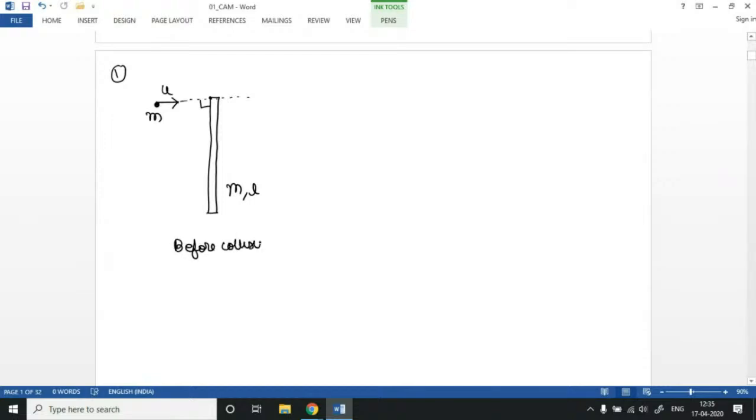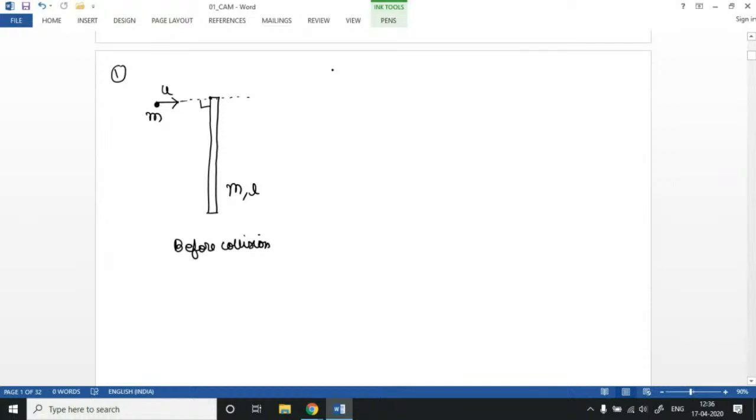Once this is given, we are required to find the condition after collision. Mainly we are interested in what would be the angular velocity of the rod. Let me specify that this is a perfectly inelastic collision, so after the collision, the particle gets stuck to the end of the rod. We are interested in finding the angular momentum of the system, or the angular velocity of this rod after the collision.